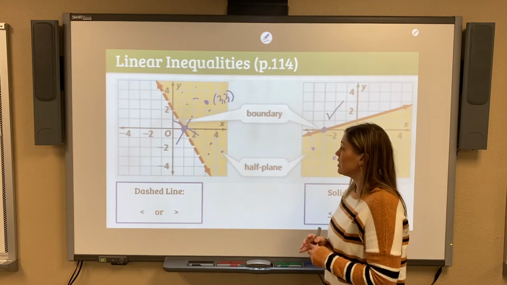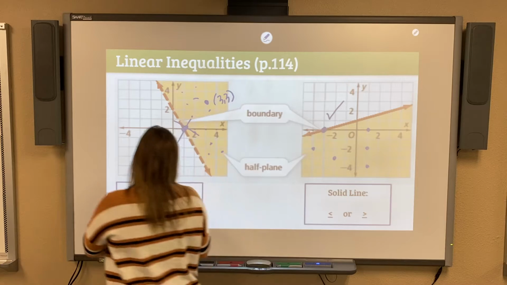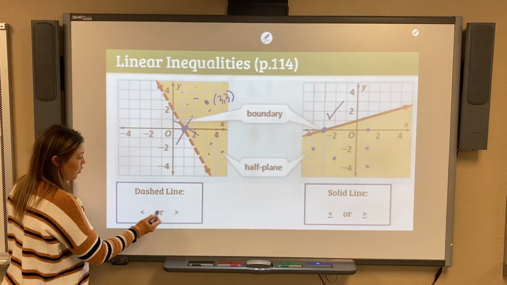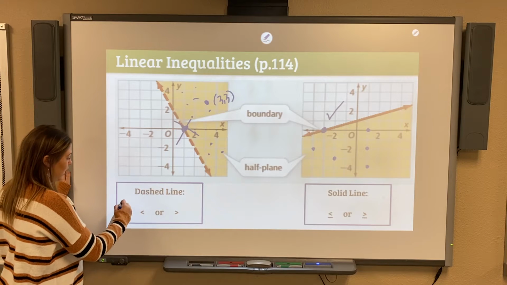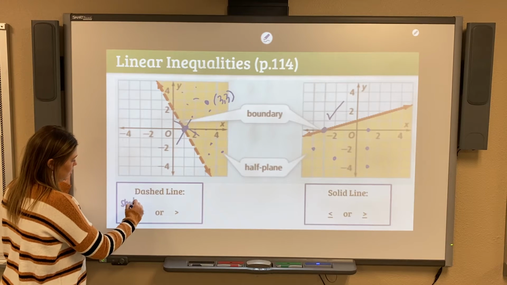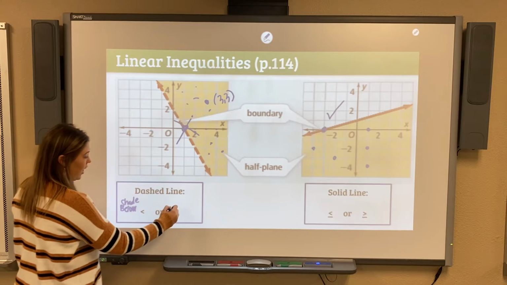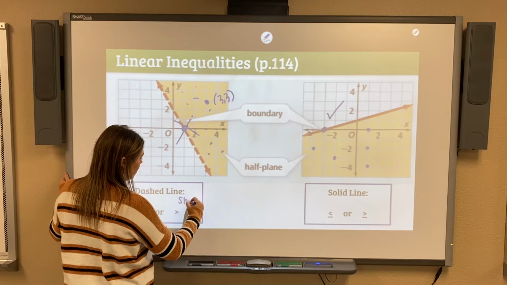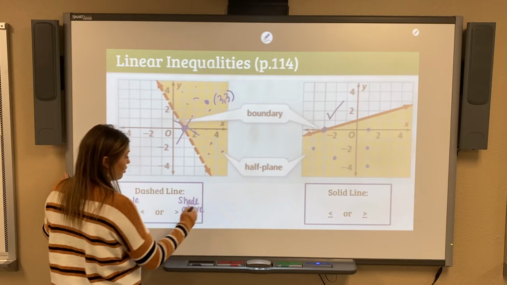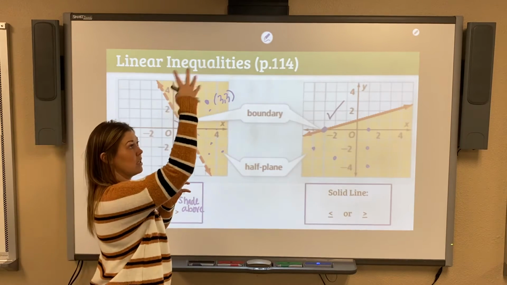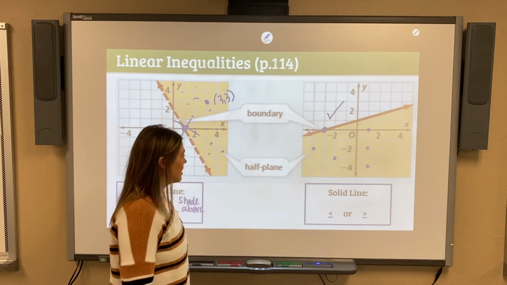So let's talk about dashed versus solid and the shading. If it's a less than or a greater than, it's a dashed line. If it's a less than, then we shade below. And if it's a greater than symbol, we shade above. That kind of makes sense, right? If something is greater than, it's above it, more than. If it is less than, then it's below and beneath it.